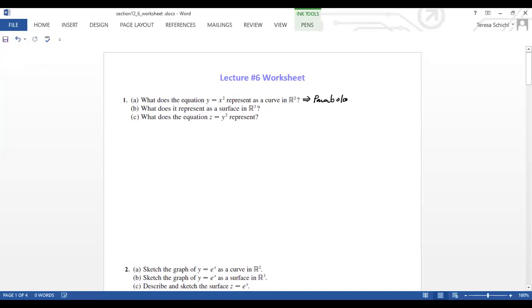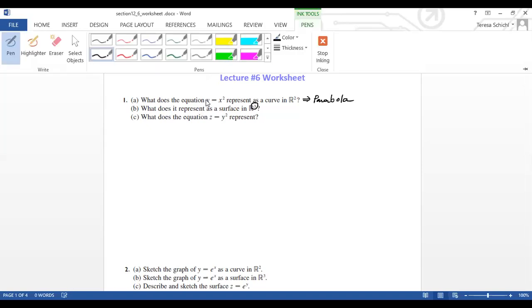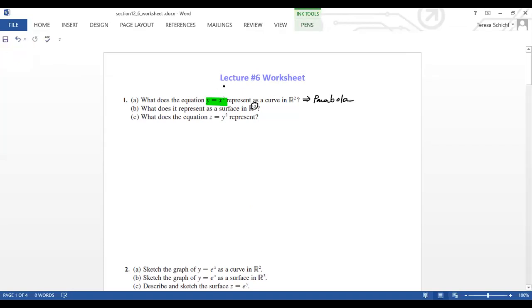Okay, and then they ask, what does it represent in R3? So in R3, I have y equals x squared, correct? I have y equals x squared, and I am missing a variable. So we know if I'm missing a variable, it will become a what? It will become a cylinder, right? So this will be a parabolic cylinder. So we're going to have a parabolic cylinder here.